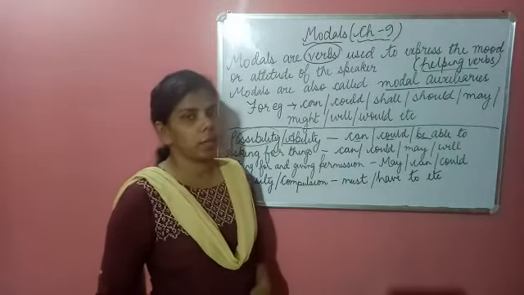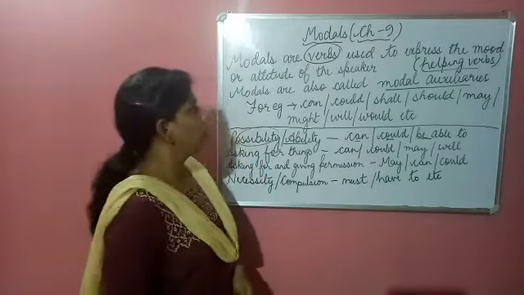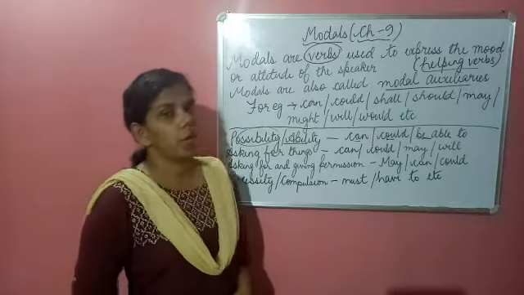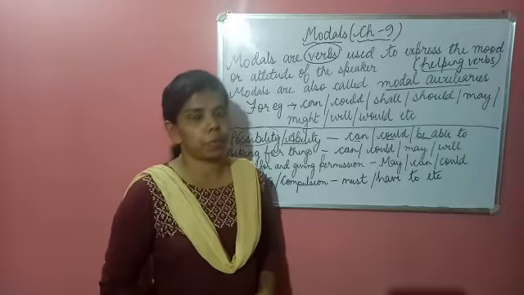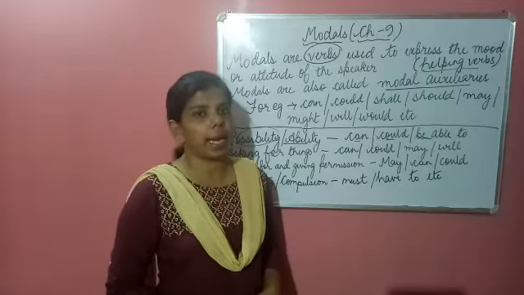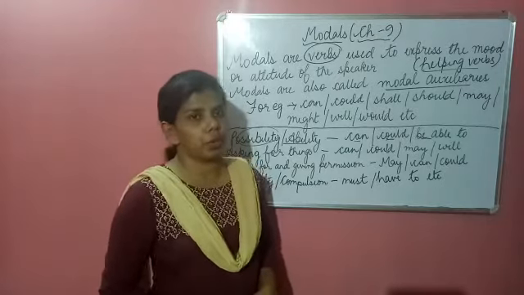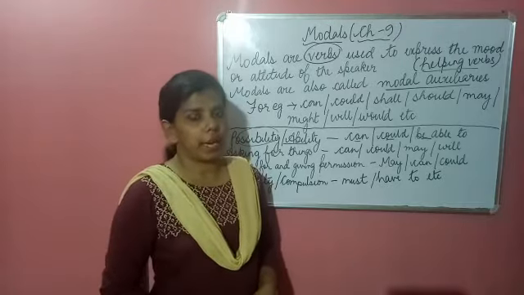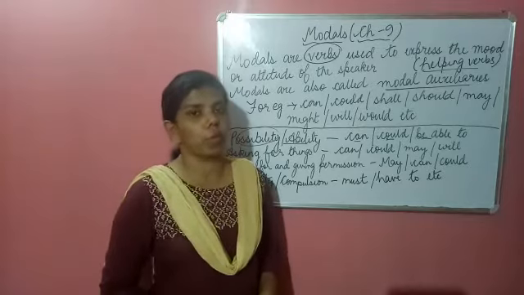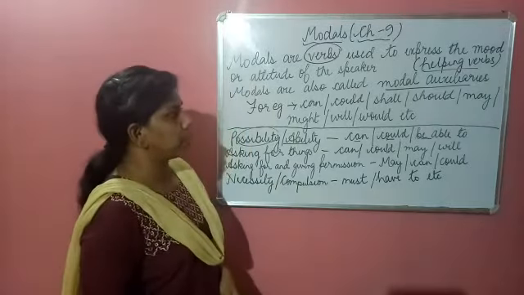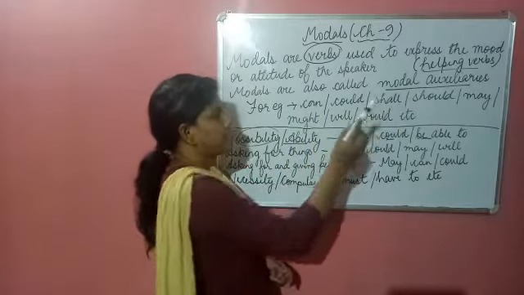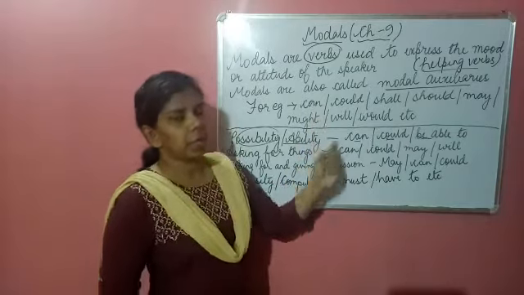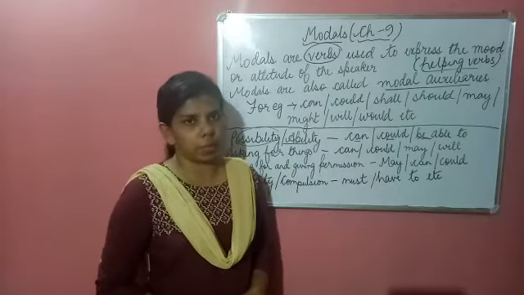So what are modals? Modals are verbs. Modals are also called modal auxiliaries. What are auxiliaries? Auxiliaries are helping verbs. So, modals are actually helping verbs which are used to show the mood or attitude of a person. For example, can, could, shall, should, may, might, will, would, etc. So all these you can see, these are examples of modals.